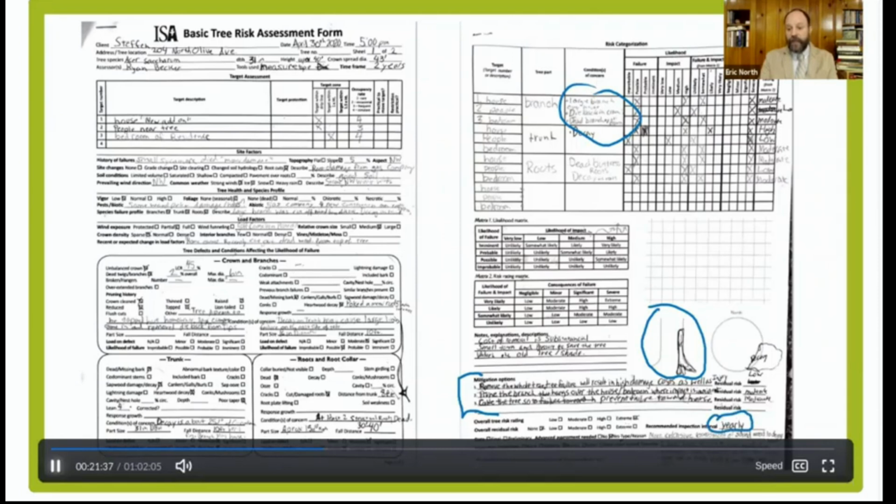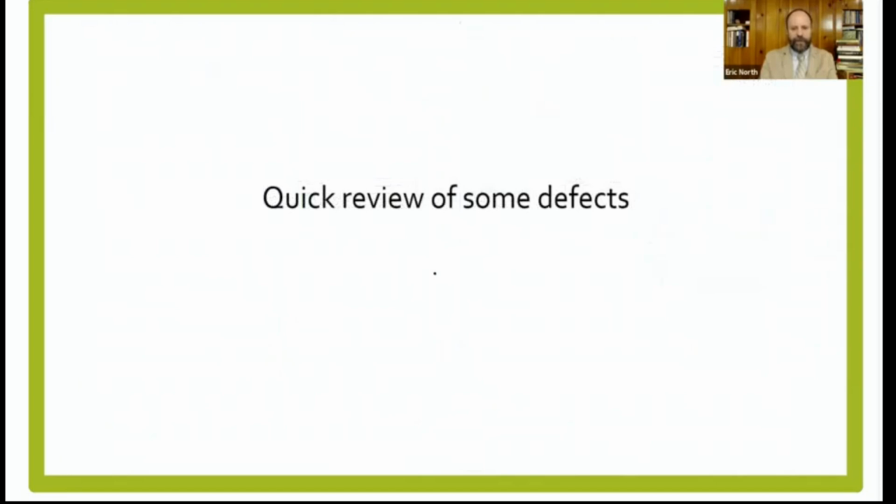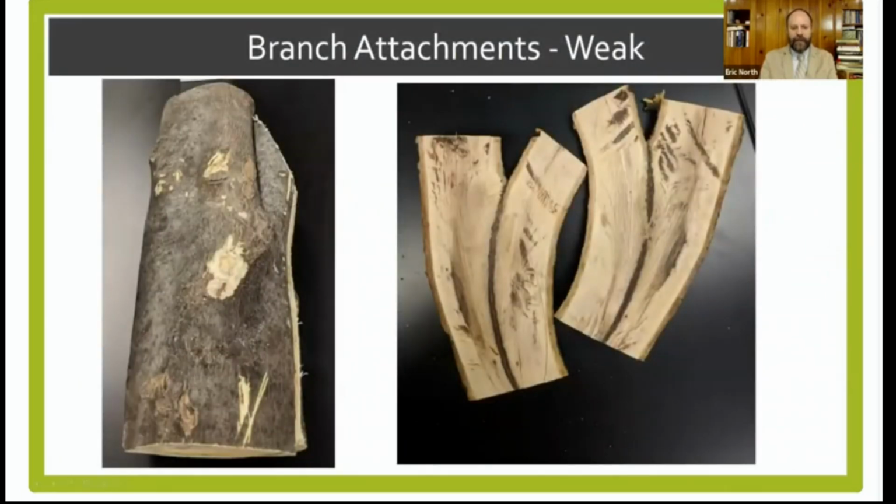So this might change based on trees, but these are the types of things you're using the science of trees to understand how to apply this in an assessment for risk. So a quick overview of some defects. We have weak branch attachments, and we already remember we've seen this both in the field as we've walked around outside and in pictures. This is included bark.